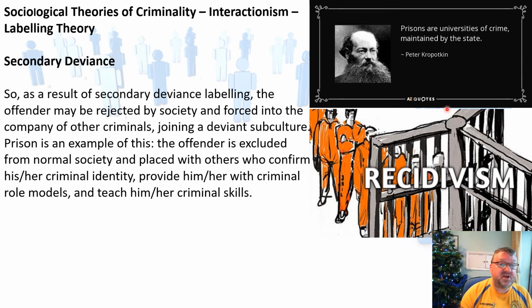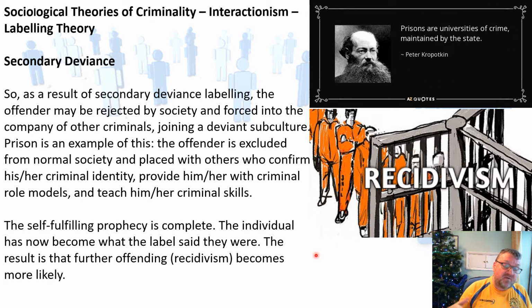This quote here from Peter Kropotkin: prisons are universities of crime maintained by the state. And this is the self-fulfilling prophecy. It's become complete. The individual has now become the label that we said that they were. And so the result is that further offending, recidivism, becomes more likely.